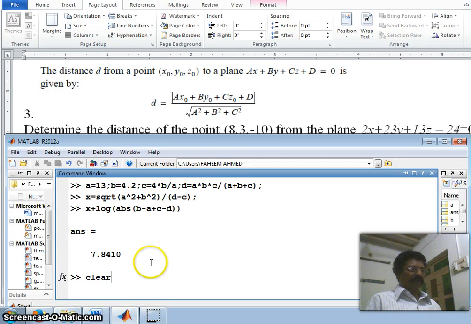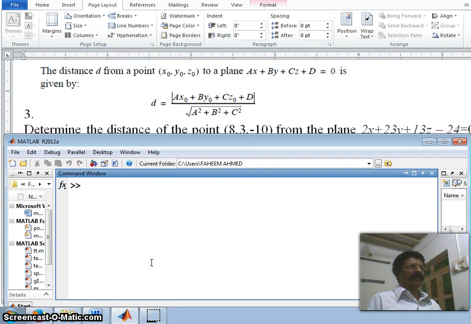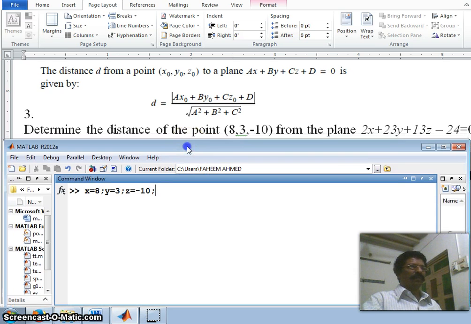So let us clear all the memory locations. Let us clear the command window. I will take x is equal to 8 and y is equal to 3 and z is equal to minus 10. So I compared these 2 points, x naught, y naught, z naught, and this one I have taken. Then I will compare this equation with this equation, and I will write a is equal to 2 and b is equal to 23 and c is equal to 13 and d is equal to minus 24.